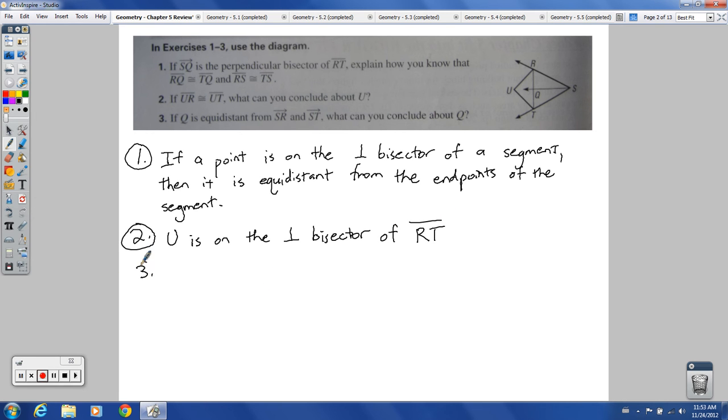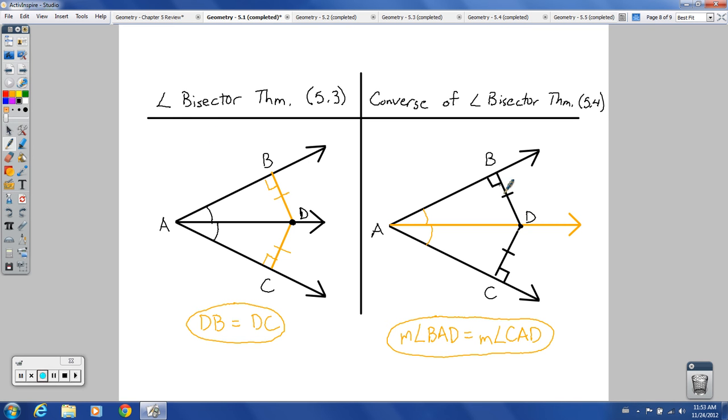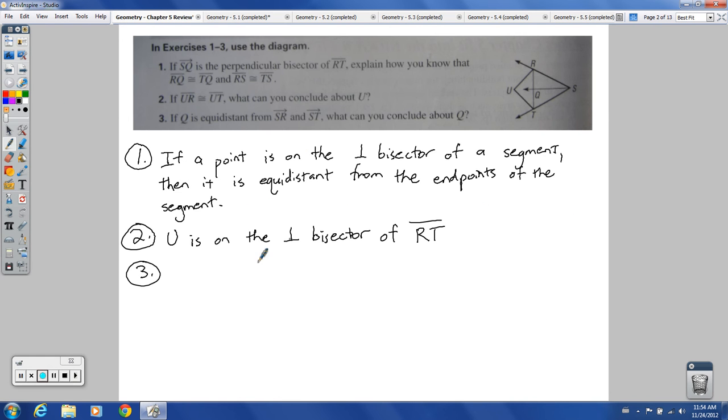And then number 3, if Q is equidistant from ray SR and ray ST, what can you conclude about Q? Well, we could say that these are the same angles then. This is still from 5.1, but going back here, we're saying that this is equidistant from this. That means that it is actually on the angle bisector based on the theorem here. So we can say that Q is on the angle bisector of the big angle, which is RST or TSR. So I'll go with RST.